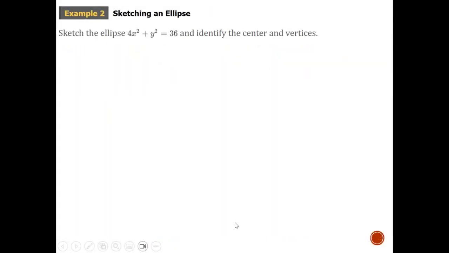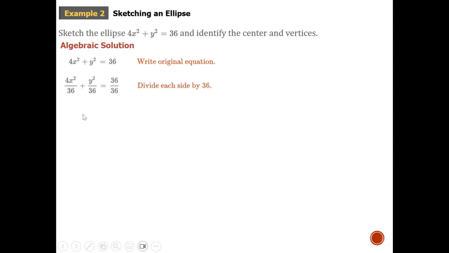Now, let's do another one here. It says here, sketch the ellipse 4x squared plus y squared equals 36 and identify the center and the vertices. Okay. So here, first I need to match the formula. So write the original equation, divide both sides by 36. It's going to give us 4x squared over 36, or x squared over 9, which is 3 squared, plus y squared over 6 squared, right? Because 4 divided by 36 simplifies to 1 over 9. And 9 is equal to 3 squared. And at the bottom, 1 over 36, the 36 is 6 squared.